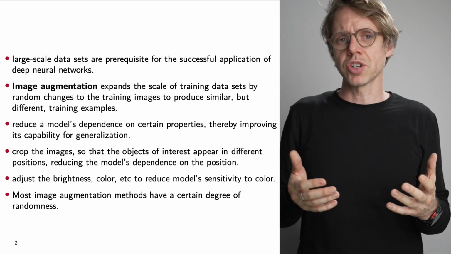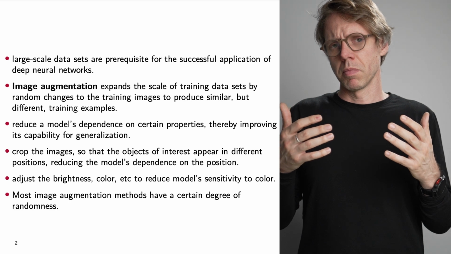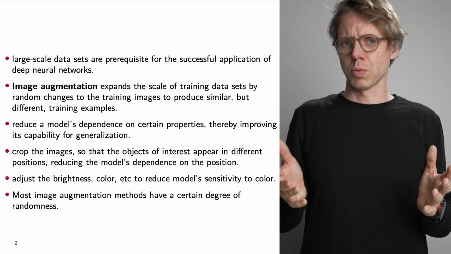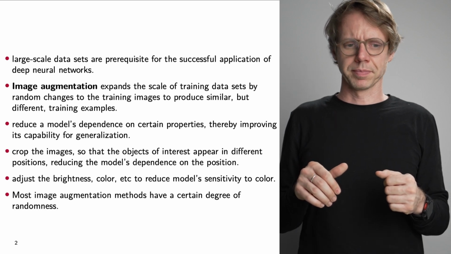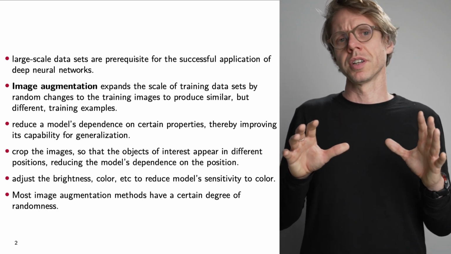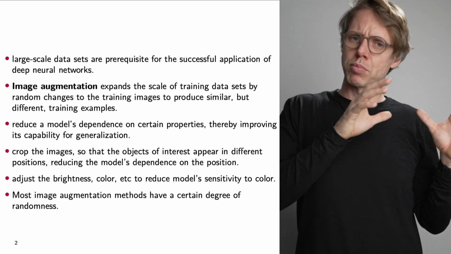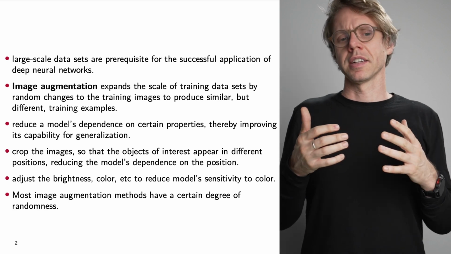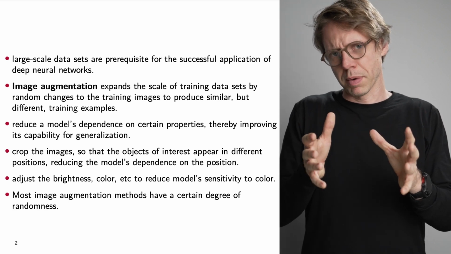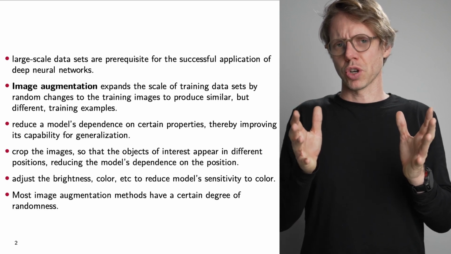And image augmentation is also a way to make the models more robust towards these variations in images. So in image augmentation, we reduce the model's dependencies on some properties of the images in the training dataset and enable thereby the model to generalize better. So how do we do image augmentation?